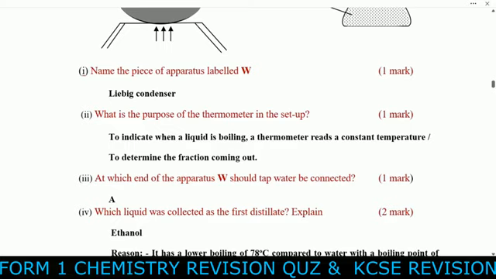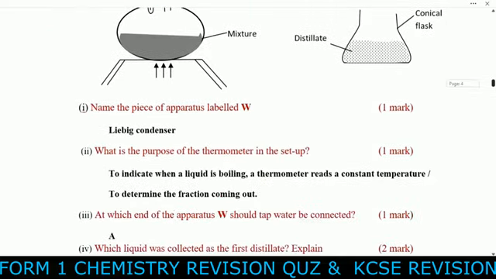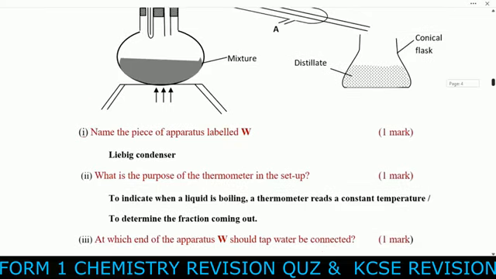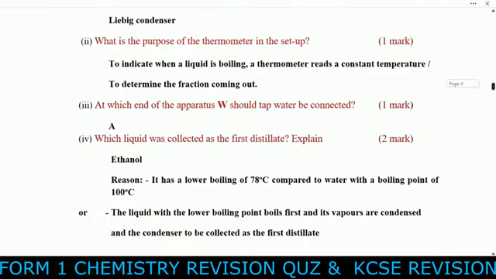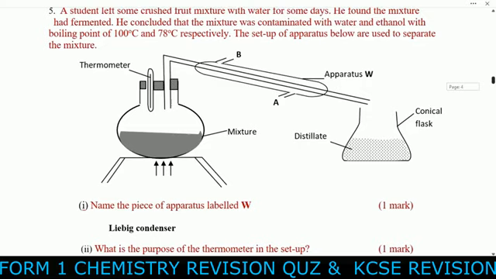Then next, at which end of the apparatus debris should tap water be connected? At what point? It should be connected at point A. Why? Because the water is used to cool down the substance.